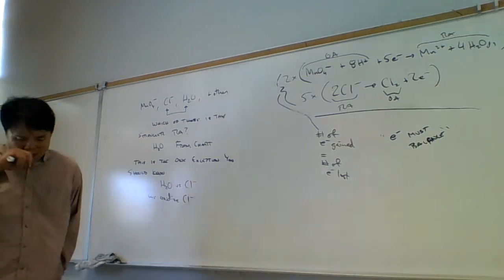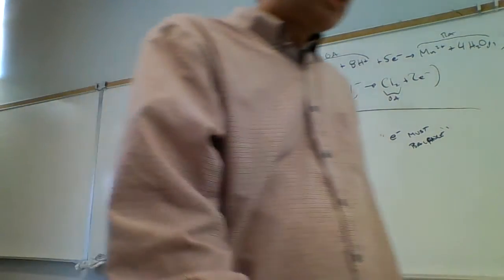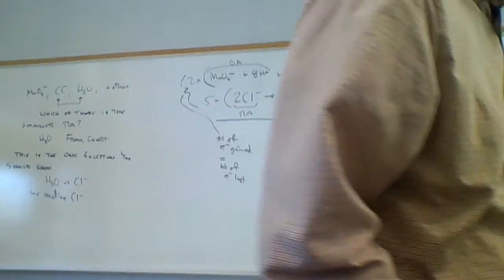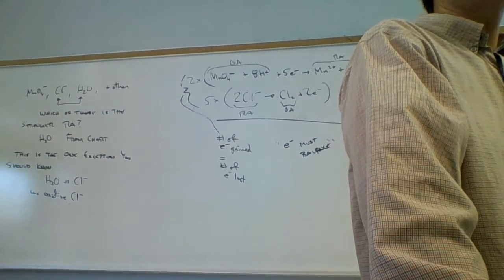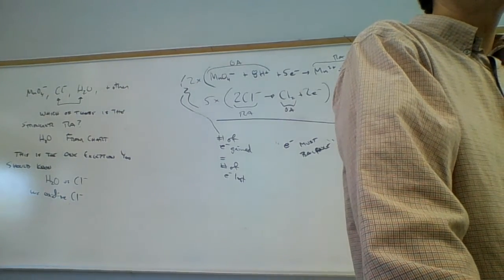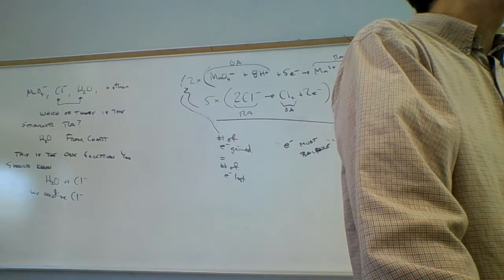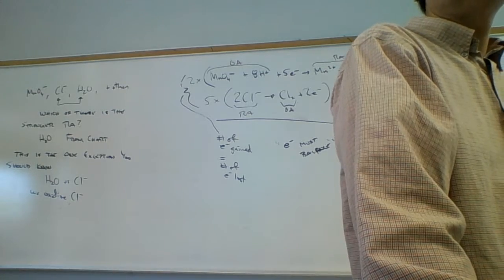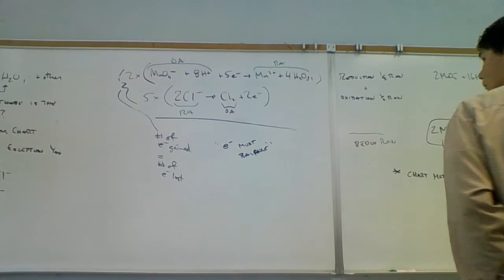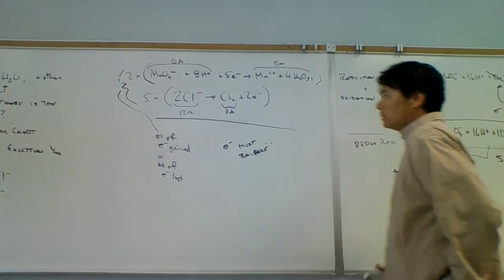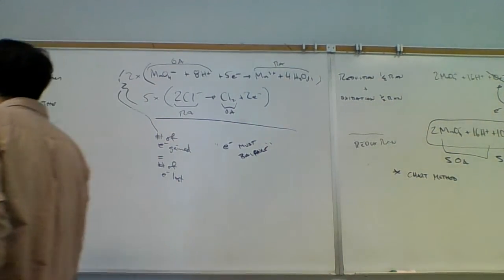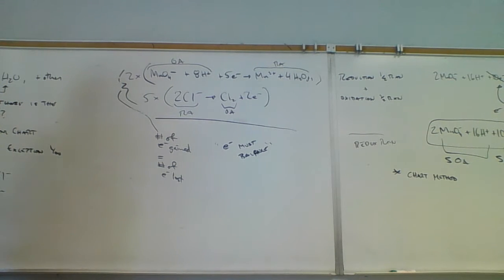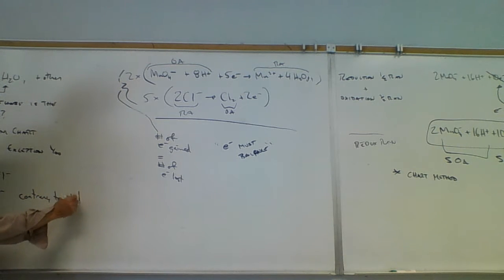Using the chart method, I would have predicted we would have oxidized water and generated oxygen gas. In reality, when we do this, we oxidize chloride and generate chlorine gas. That's the only exception. Otherwise, this chart works fine, as far as predictions go. So this is contrary to what the chart method predicts.